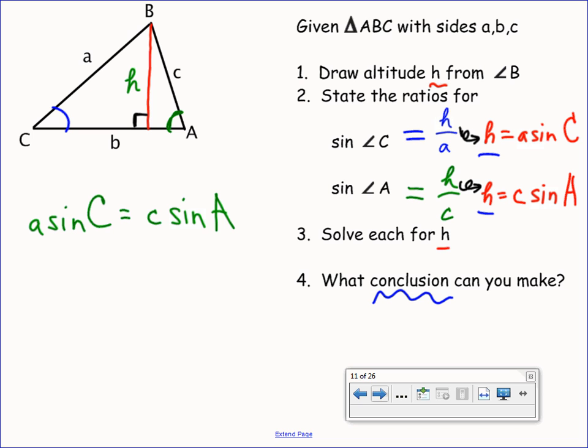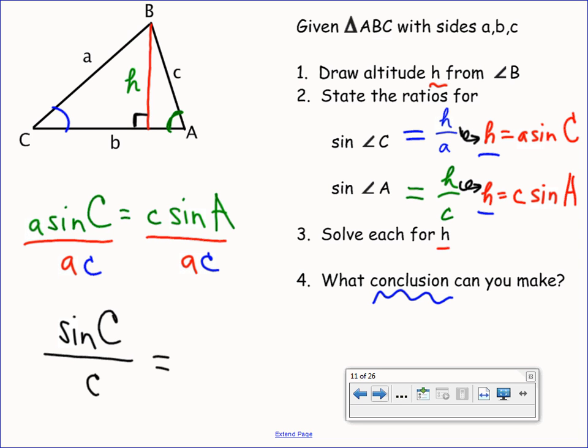Let's go ahead and rearrange this by dividing. We're going to divide both sides by A, divide both sides by C, and we'll get the sine of angle C over C is equivalent to the sine of angle A over side length A.